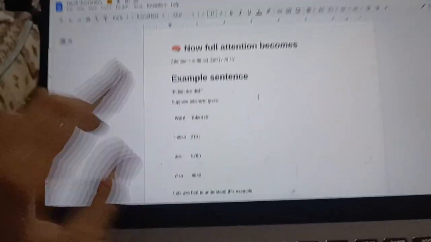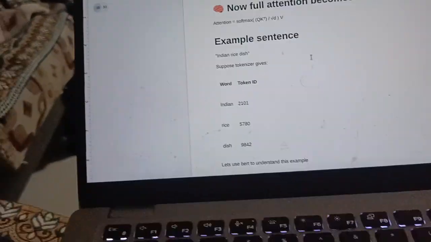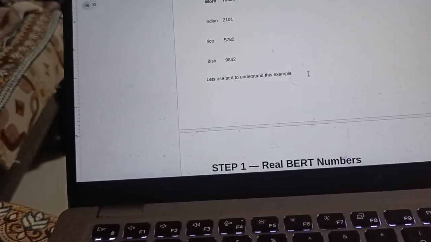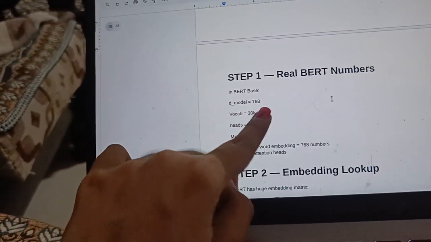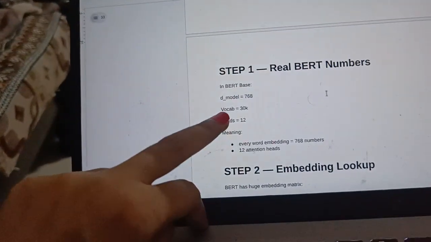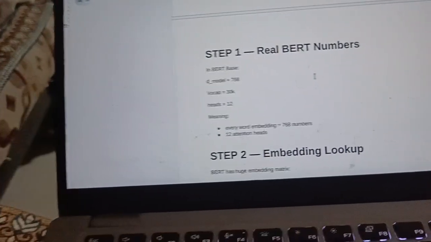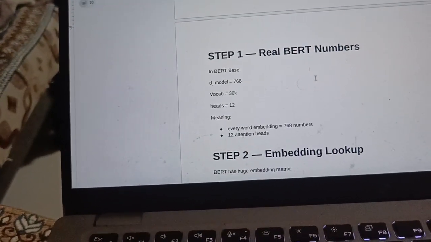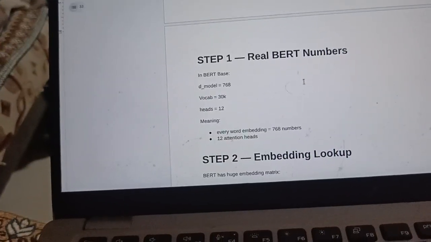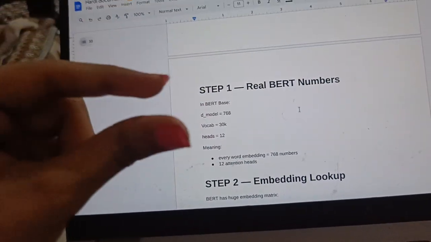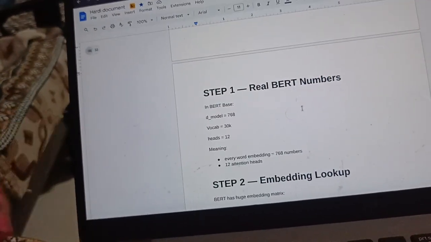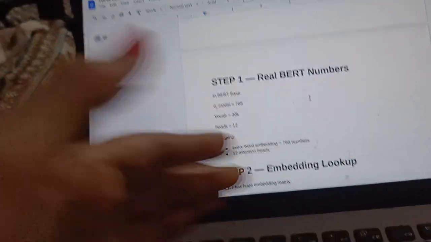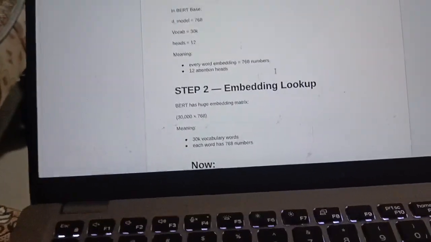Now we take a real example, for example, an Indian rice dish. Each one has a token of its own, a token number. Now for BERT the dimension is 768, the vocab size is 30,000, and there are 12 heads. Do you remember what heads are? Heads are like multi-headed attention. Each head can take our context and make each and every word a query, then search for it, apply softmax onto it and get the output. Okay, so this is what it means.